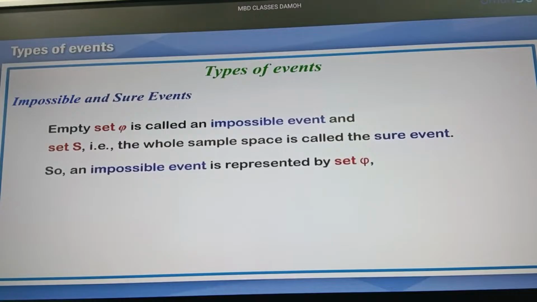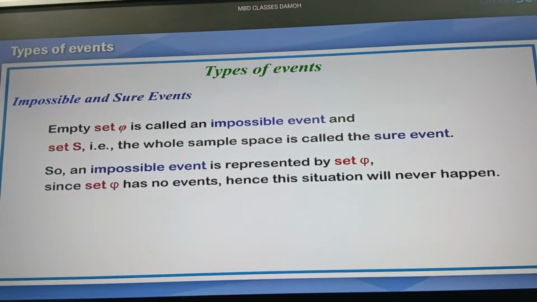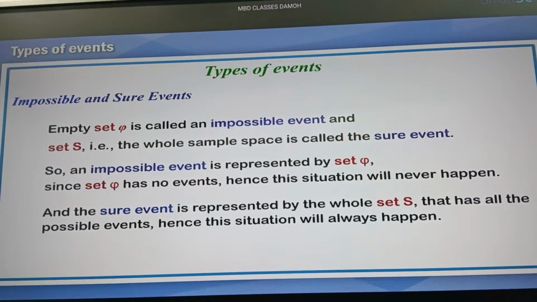So, an impossible event is represented by set phi. Since set phi has no elements, this situation will never happen. And the sure event is represented by the whole set S that has all the possible outcomes, hence this situation will always happen.